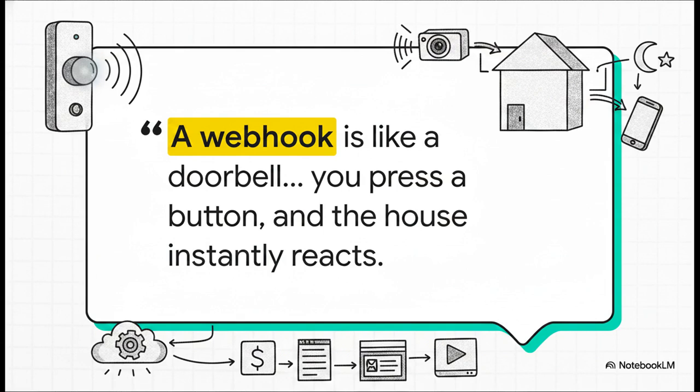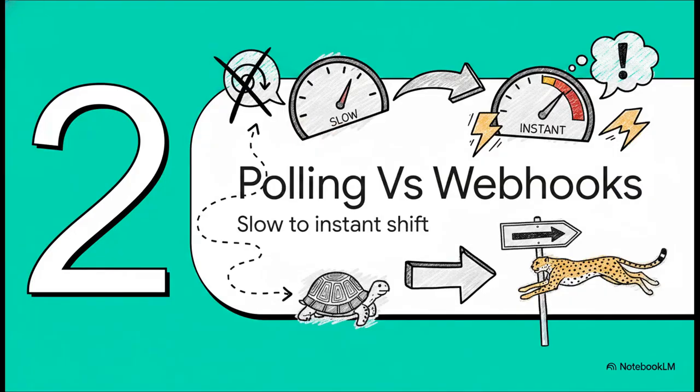It sits there quietly, and the absolute moment a piece of software presses its button, it wakes up and fires off a whole sequence of events. Honestly, if you ever need to explain a webhook to someone in an elevator, just tell them it's a smart doorbell for the internet. Moving on to Section 2.